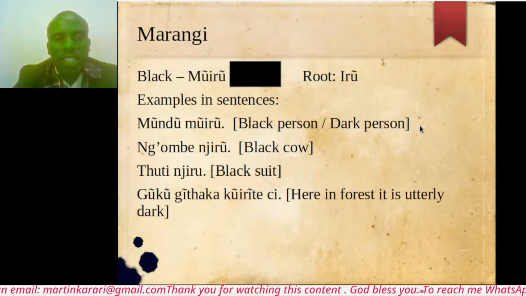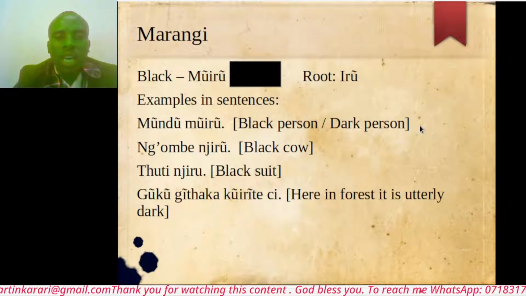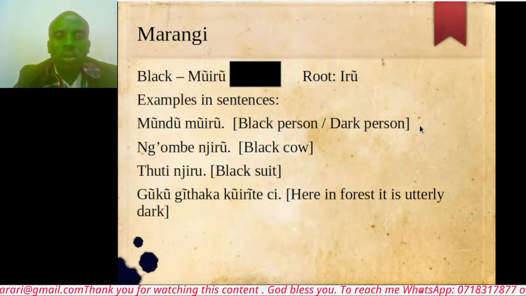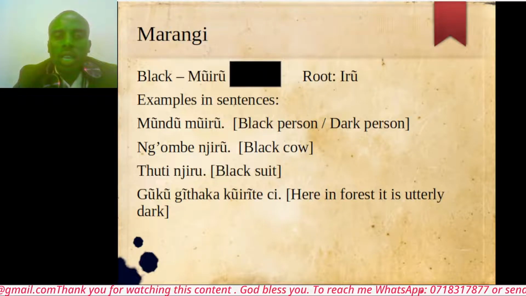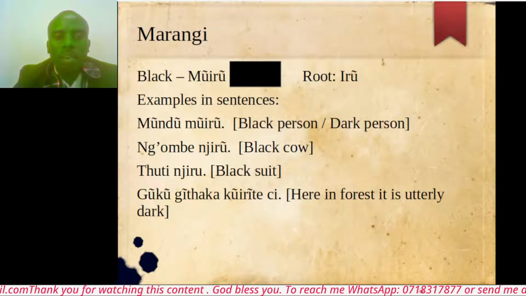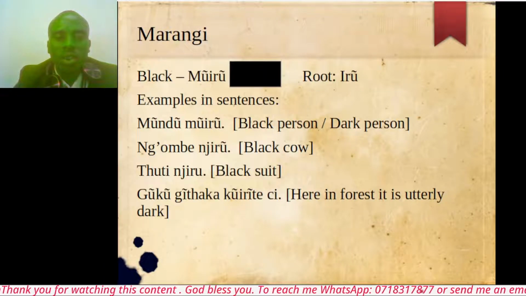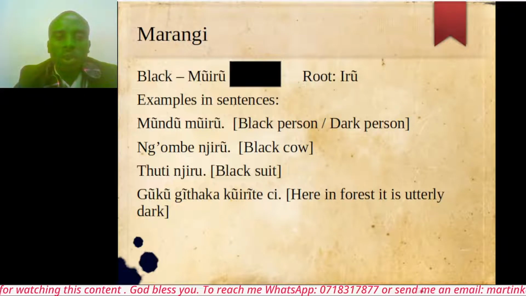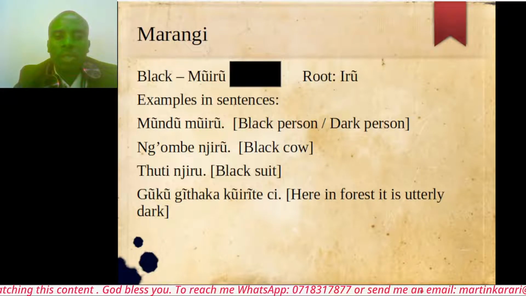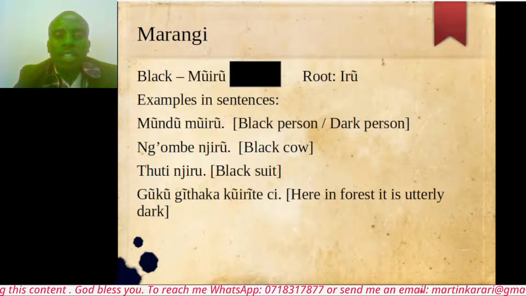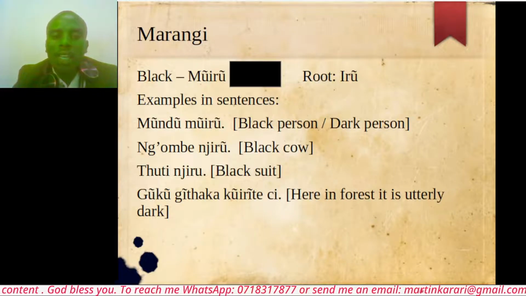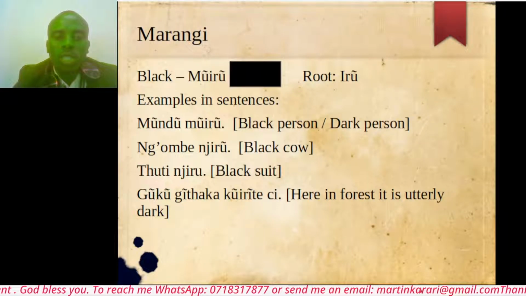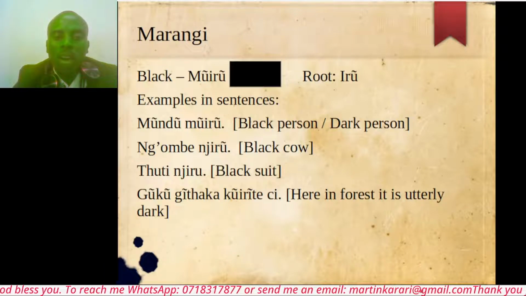The next color is black. In Kikuyu we say moiro, from the root iro. Examples in sentences: mododo moiro. That is a dark person or a black person. Ngobe jiro, black cow. Duti jiro, black suit.